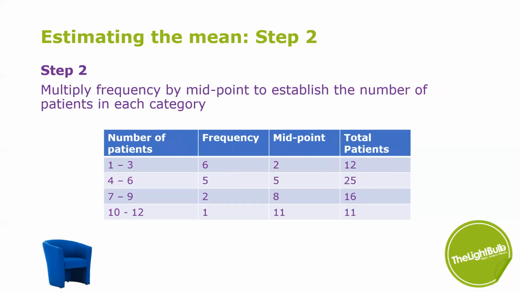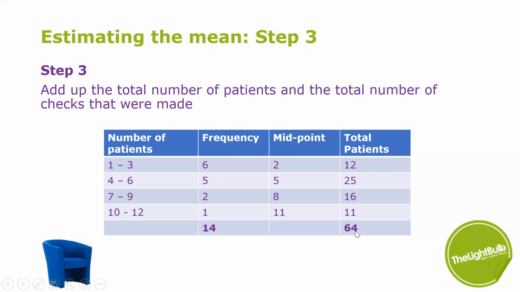with all the workings out there. On 2 occasions I saw 8 people, so I saw 16 patients on those times. And just to finish it off, on 1 occasion I saw 11 people, give me a total of 11 people on those occasions. Now my table is complete. There are 4 columns. That's as much as I need to do. What I can then do is add up the total patients that I saw, at least in theory, and get an overall total now for how many people I saw throughout the course of the day. So 12 plus 25 plus 16 plus 11 gives me a total of 64.